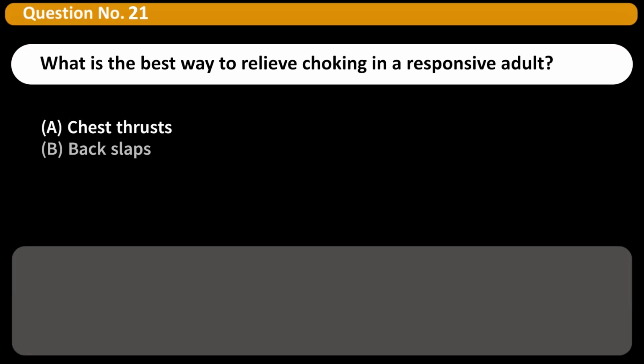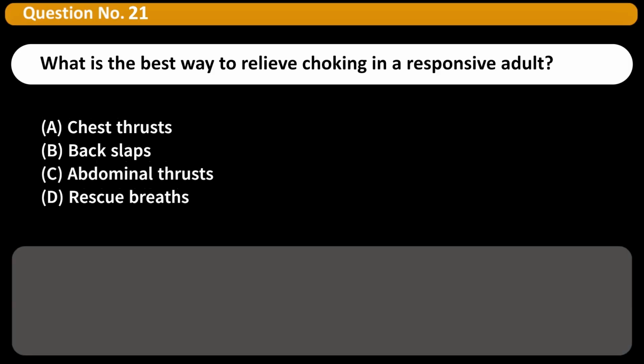What is the best way to relieve choking in a responsive adult? A. Chest thrusts. B.